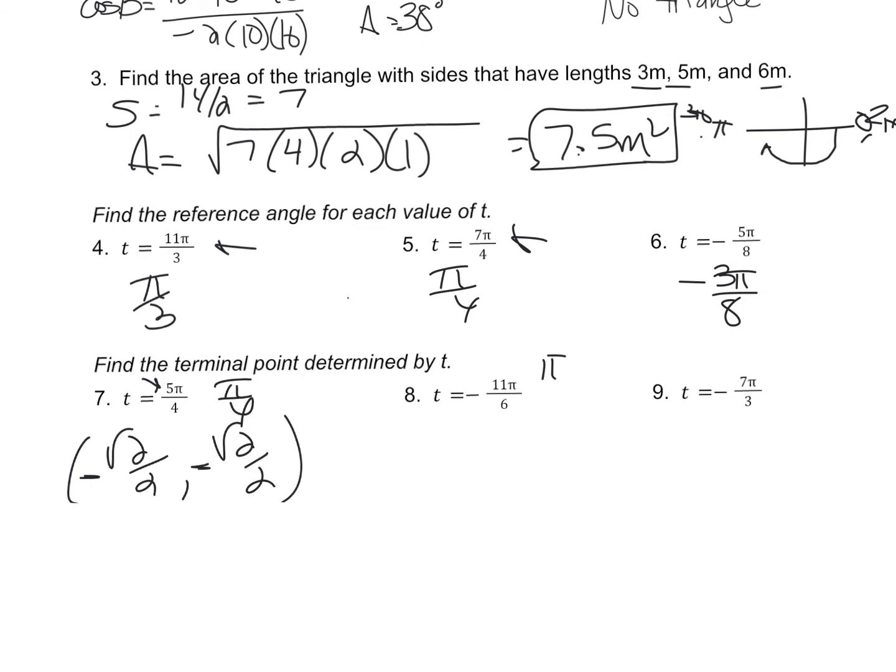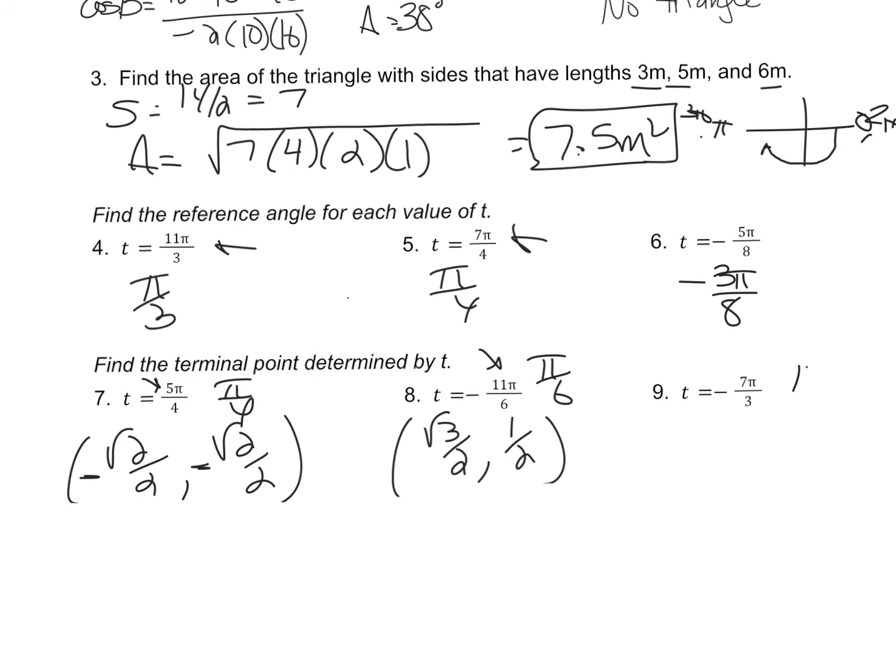Number 8, the reference angle is pi over 6. So at pi over 6, my x-coordinate is square root of 3 over 2 everywhere. My y-coordinate is 1/2 everywhere. Negative 11 pi over 6 would be like negative 1 5/6 pi, which would put me back in the first quadrant. Everything's positive, so that's my answer.